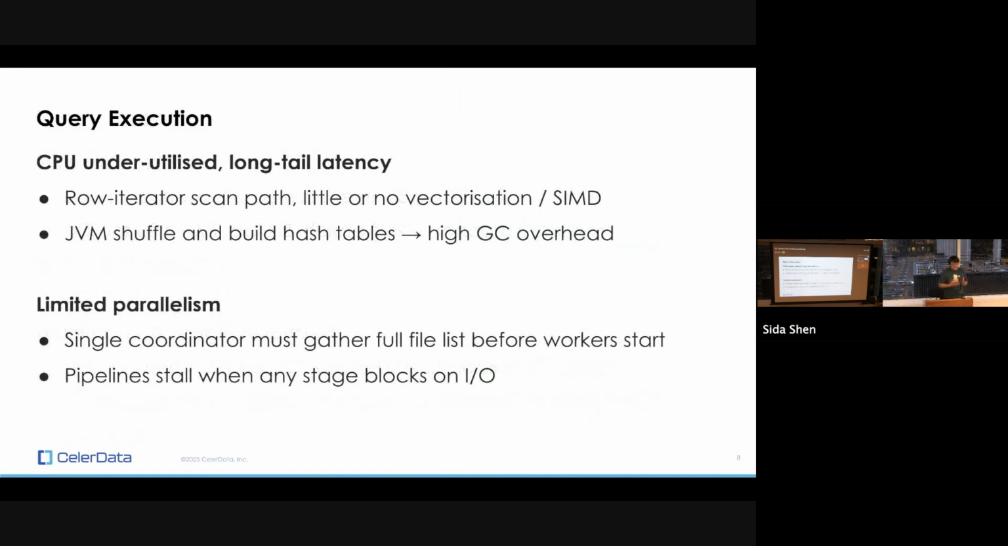This is data access. After we get the data, we do query execution. A lot of the query engines that are integrating with Apache Iceberg, such as Trino, which a lot of people are using, are built on top of Java. They're written in Java, so when they scan, it's based on rows. There is very little vectorization or SIMD they can use. So everything is row based.